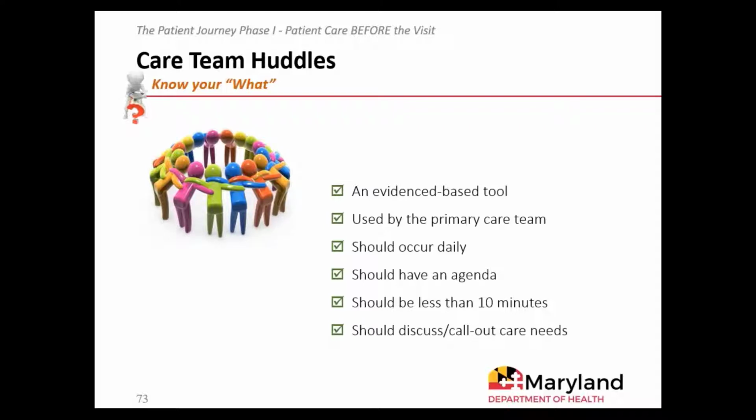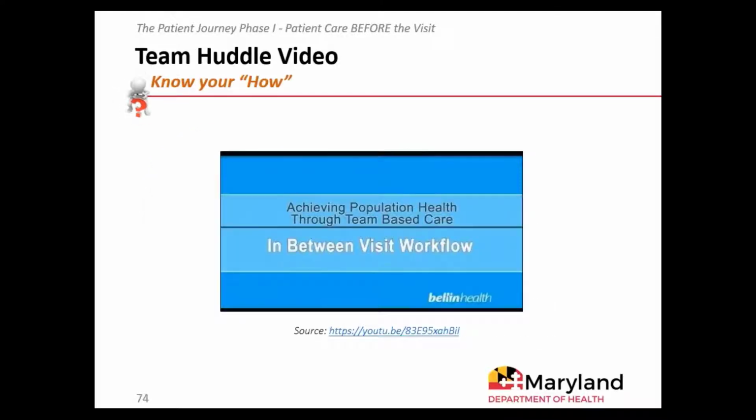So one approach to identify the patients to huddle on is to use the list of patients scheduled for visits on that particular day and to review them as a care team. Another approach would be to use a disease-specific registry such as diabetes to review the care needs of those patients as a team. Okay, so now we have a team huddle video just to show you an example of how a team huddle should work so you can see it in perspective.